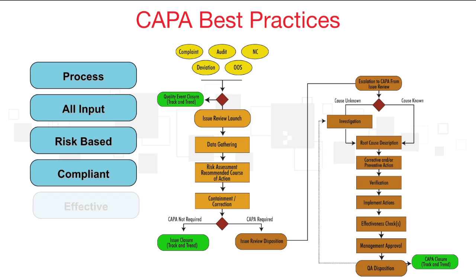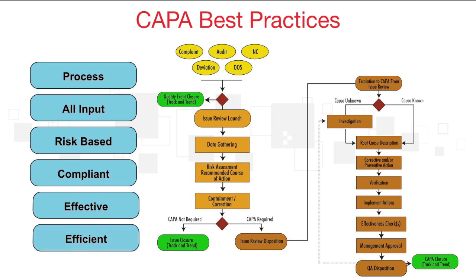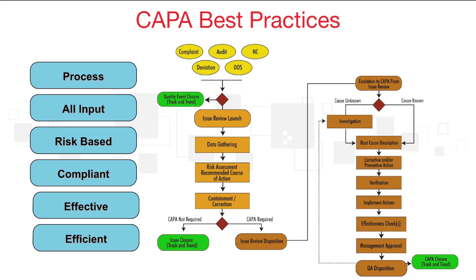Lastly, we need to consider the 2 E's in a best practice: effective and efficient. First, we need to be effective. And this, of course, means that we get the right answer to every CAPA we work on. We come up with the right action and the correct solution. And then secondly, efficient. Efficient means that we do it in a timely manner, that we don't slow the process down, and that we get through it faster than we've done before. So those things make up a best practice system.